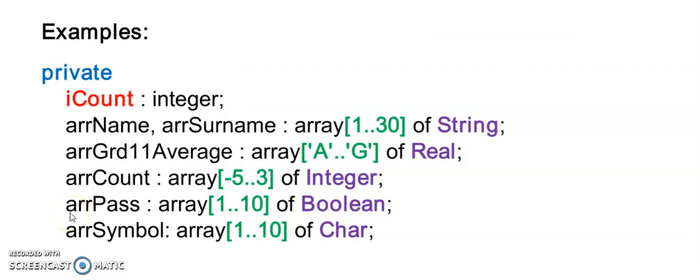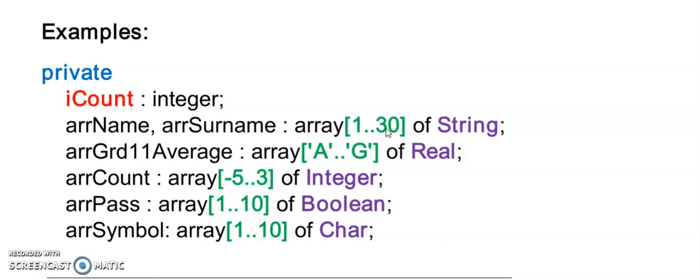Now we need to declare our arrays. Our arrays are mostly declared under private, but you can also declare them as local variables in your procedures. First of all, you need to list the name of the array. So in this case, I have 2 arrays here, array name and array surname, then a colon followed by array, and then square brackets. And in the square brackets here, I'm indicating the indexes. So in this instance, array name can hold 30 names as well as array surname.